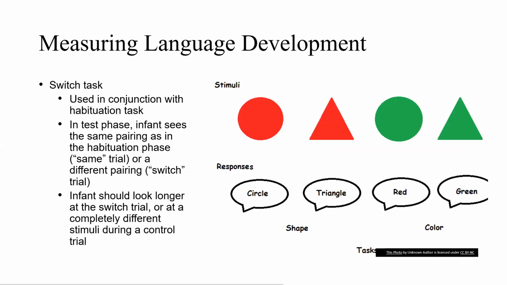The idea is that the infant should look longer at the switch trial, or if it's a completely different stimulus, whatever. And that indicates that they could tell the difference between them. Again, perceptually, they got that something new took place.